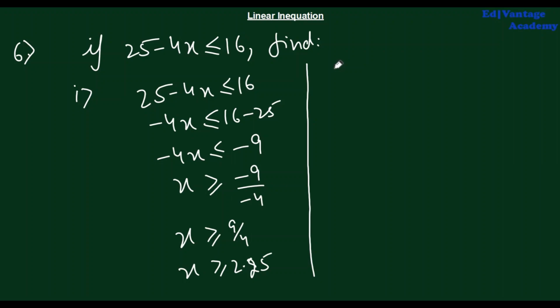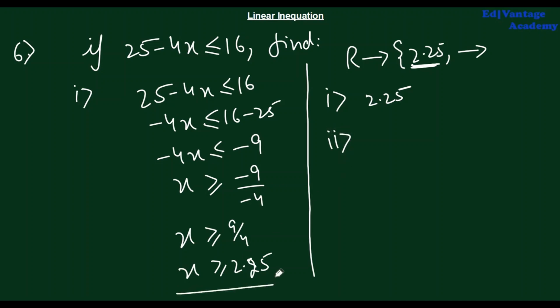Real numbers mean what? All the numbers. Like x is greater than or equal to 2.25. If I write the real number set for this question, it will start from 2.25, then 2.26, 2.27, and so on, 3, 4, 5, 6. But the smallest will be 2.25 only, because all others will be greater than 2.25. So the answer for the first one, the smallest value of x, is 2.25.